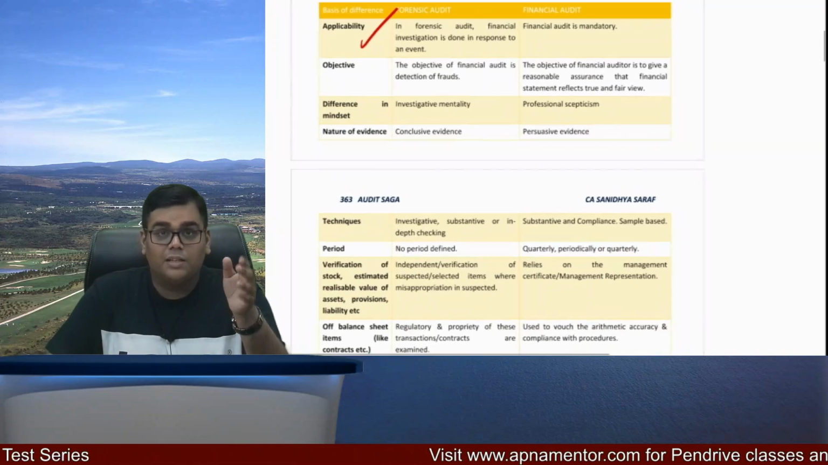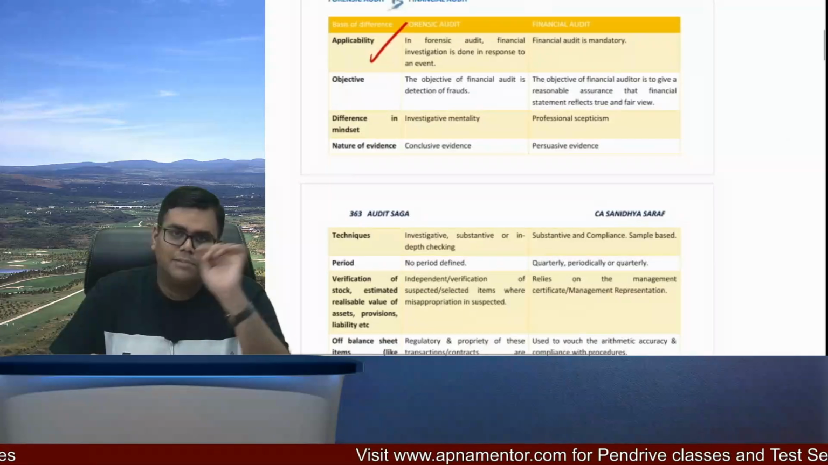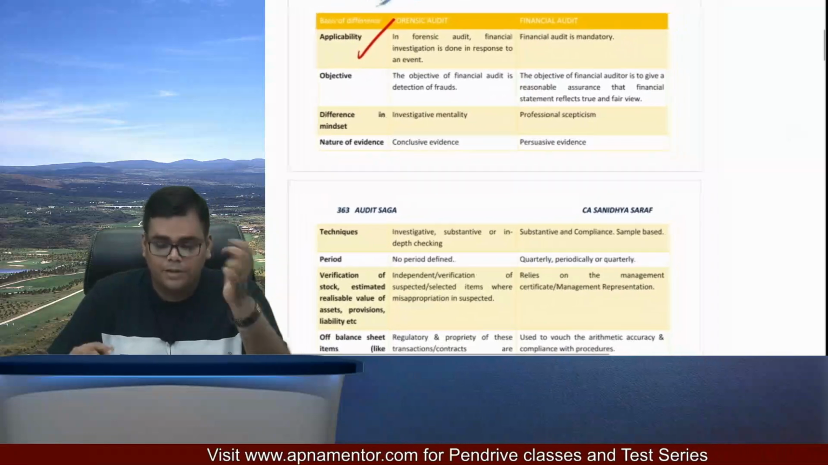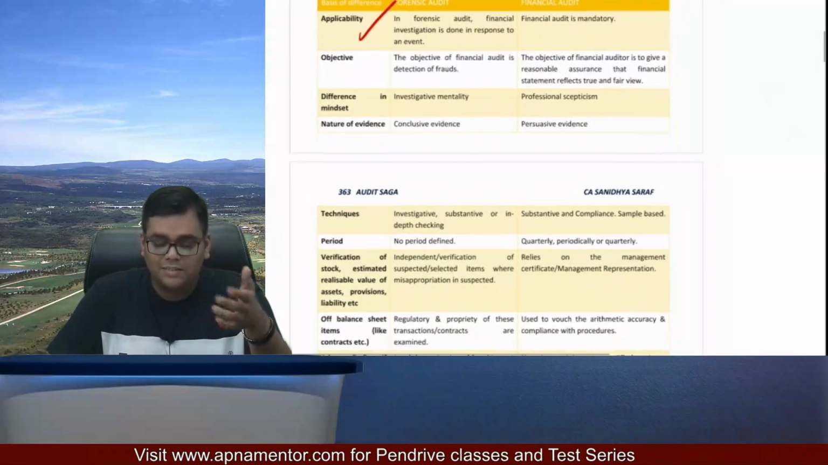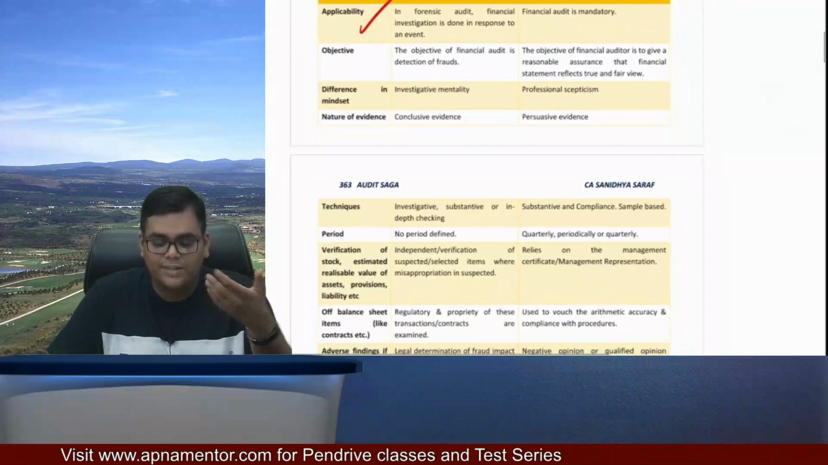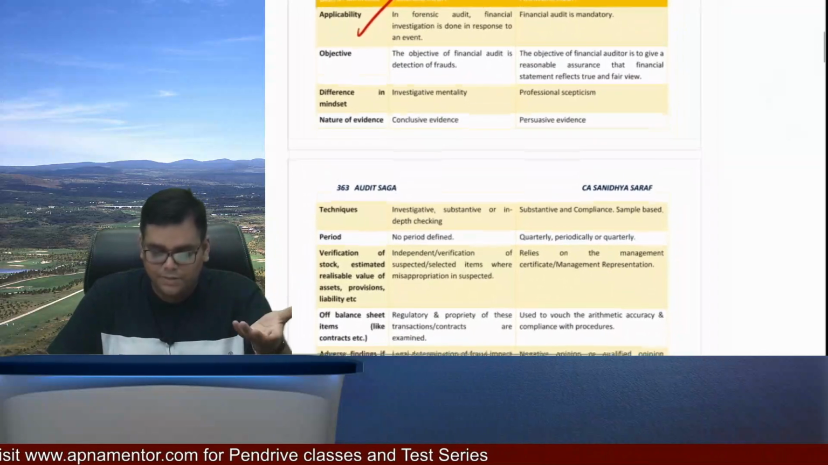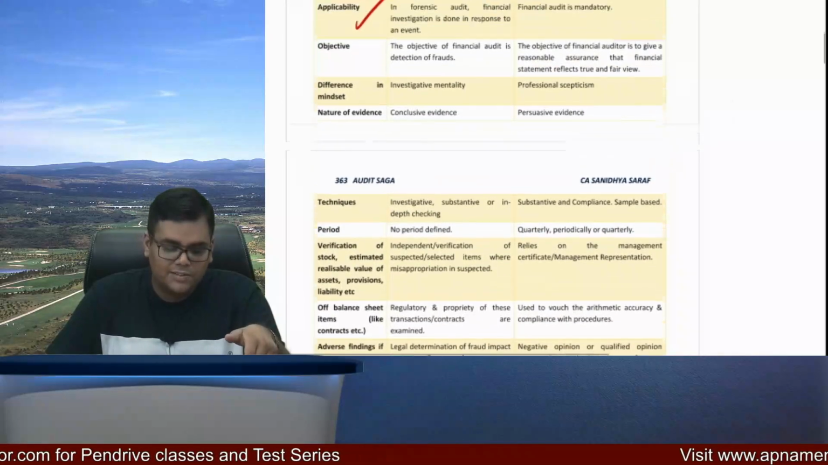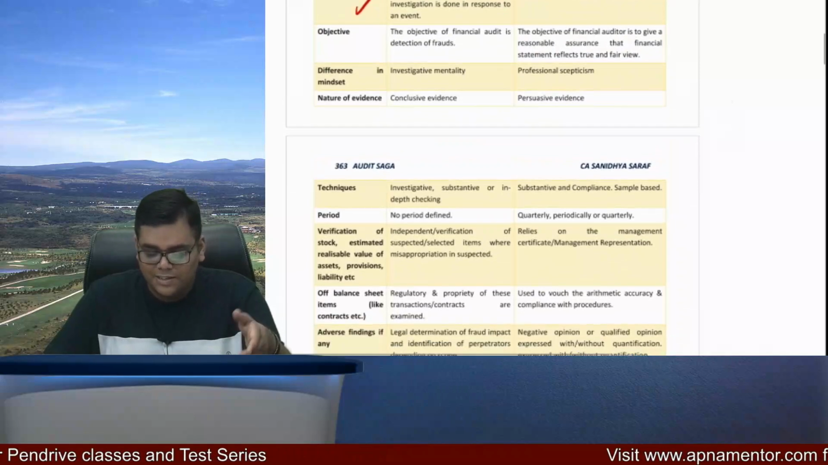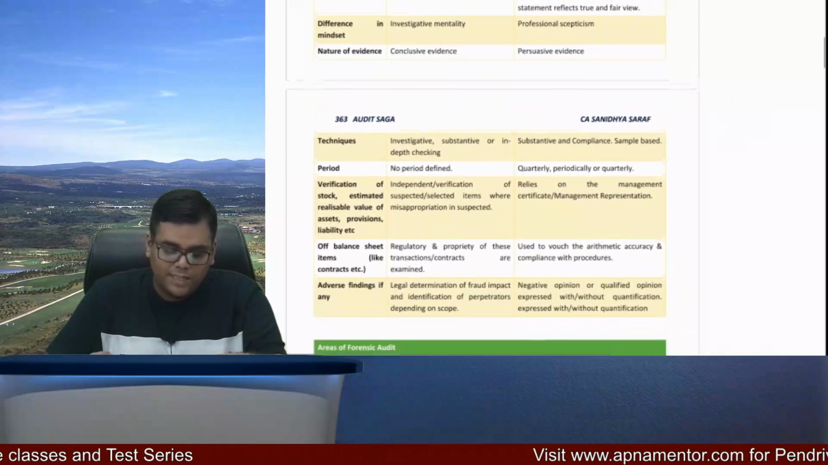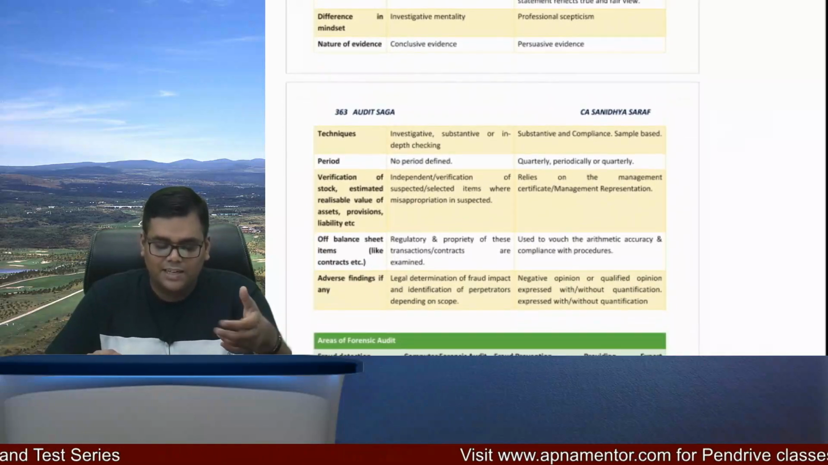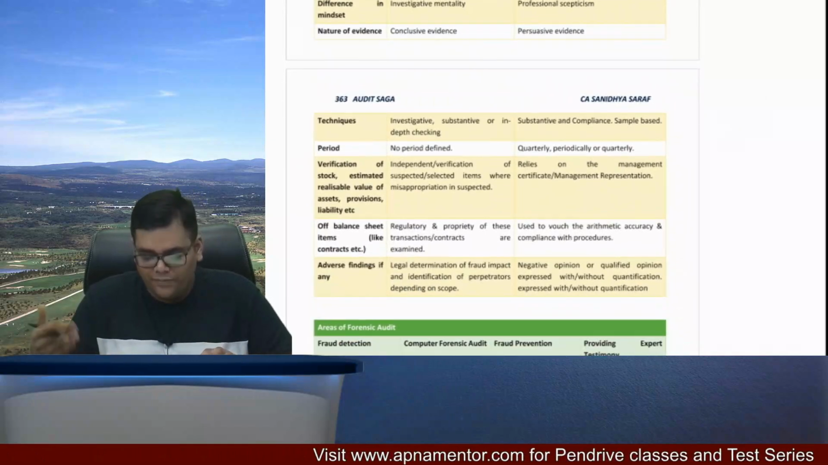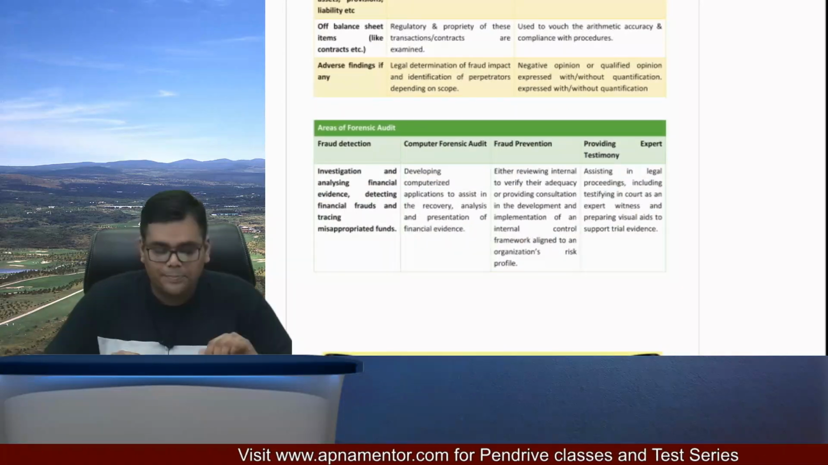In financial audit, the quality that the auditor should have is professional skepticism. But in forensic audit, he should have an investigative mentality. In financial audit, the evidences that the auditor can collect are persuasive, and in forensic audit, they are conclusive. Financial audit is based on substantive and compliance testing, sample-based testing, whereas forensic audit is based on investigative checking and detailed checking. So accordingly, you can go by the differences. They are very easy to remember and logical at the same time.